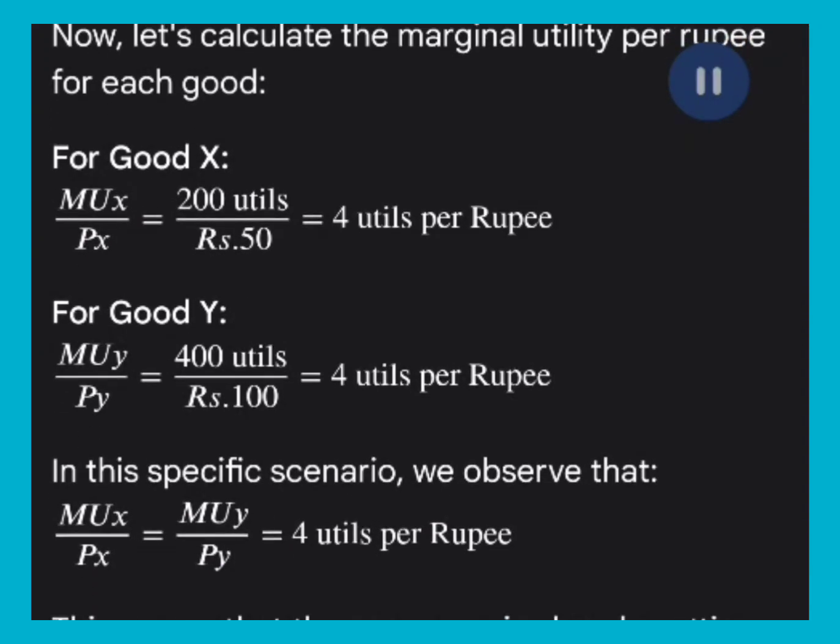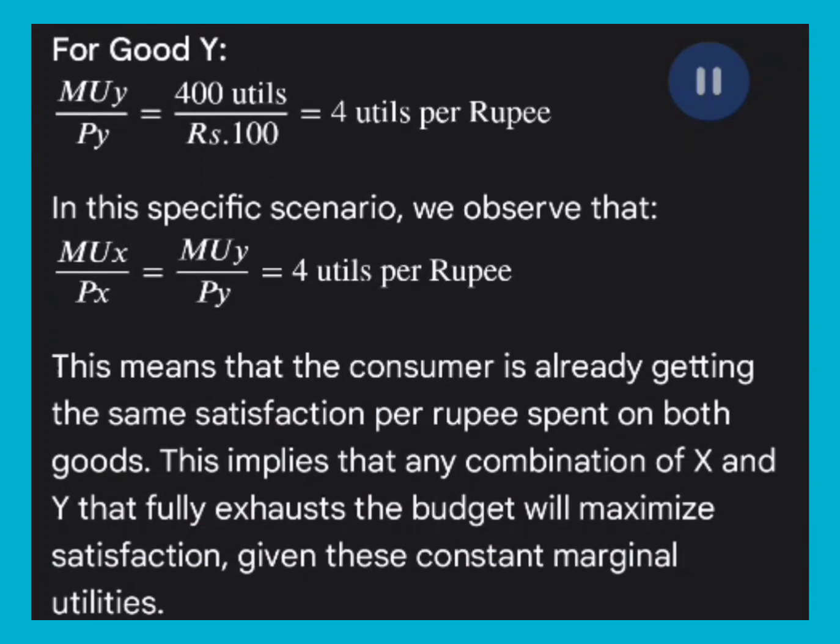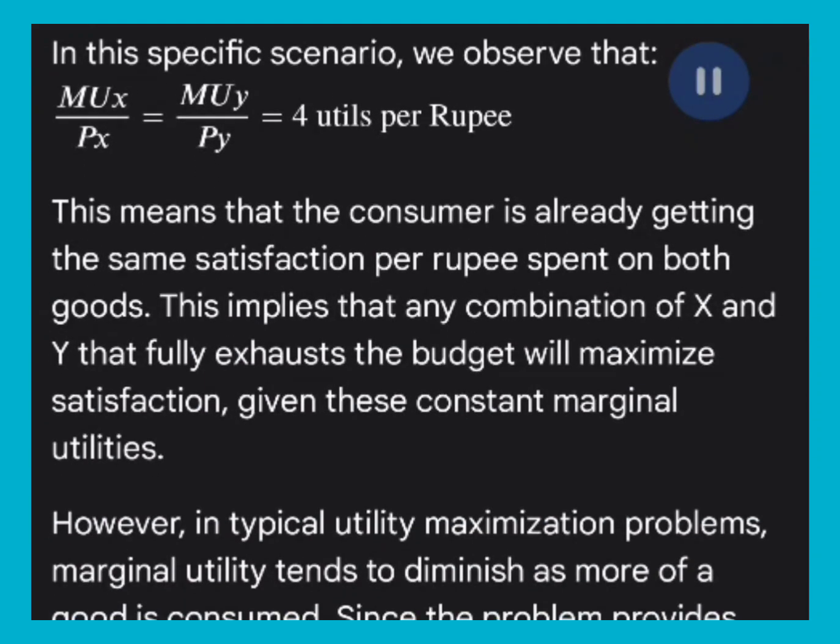For good X, MUX/PX equals 200 utils / Rs 50 equals 4 utils per rupee. For good Y, MUY/PY equals 400 utils / Rs 100 equals 4 utils per rupee. In this specific scenario, we observe that MUX/PX equals MUY/PY equals 4 utils per rupee. This means that the consumer is already getting the same satisfaction per rupee spent on both goods.